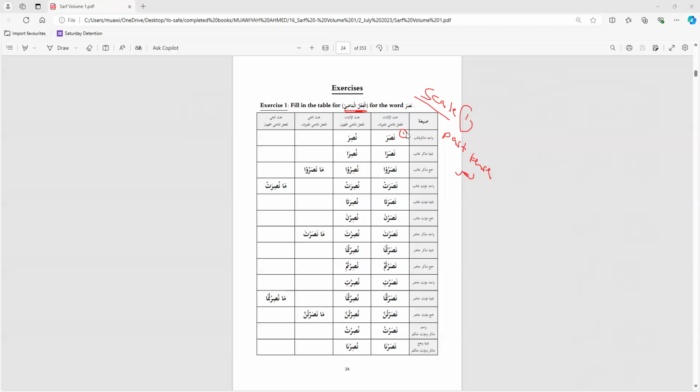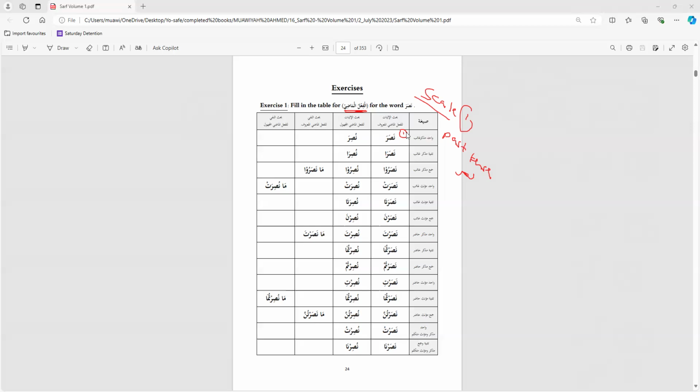Now, reading it once. Nasara, nasara, nasaru. Nasarat, nasarata, nasarna. Nasarta, nasartuma, nasartum. Nasarti, nasartuma, nasartunna. Nasartu, nasarna.